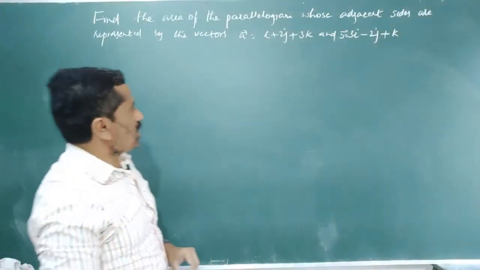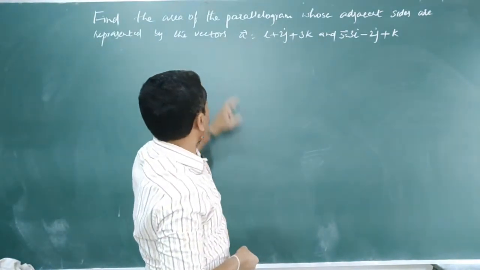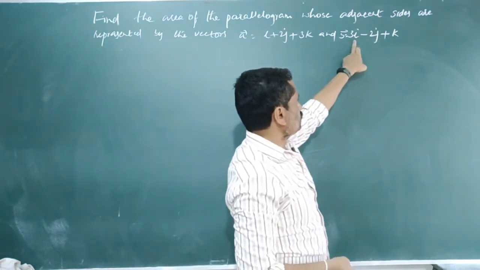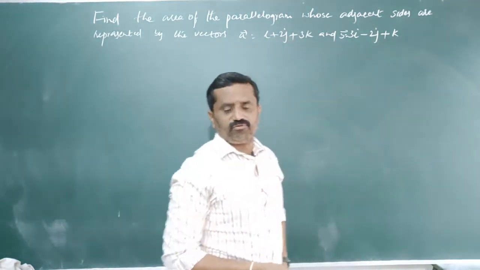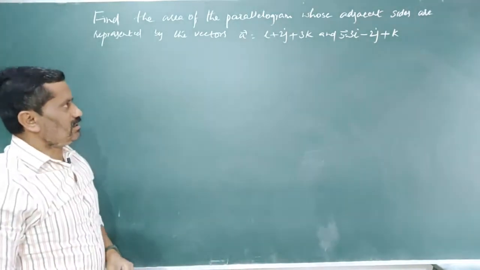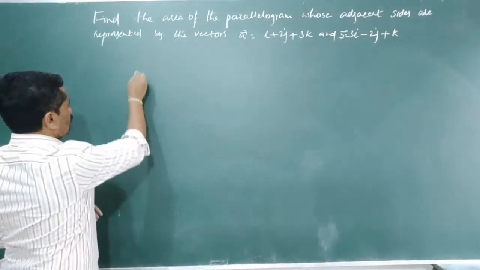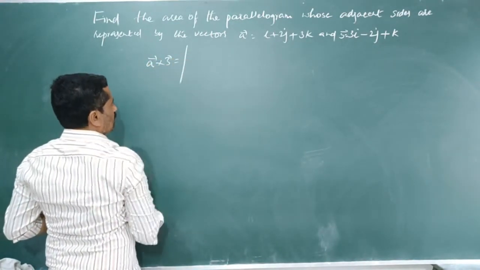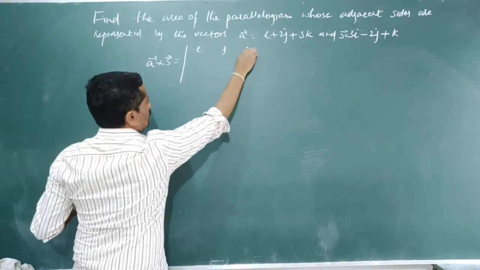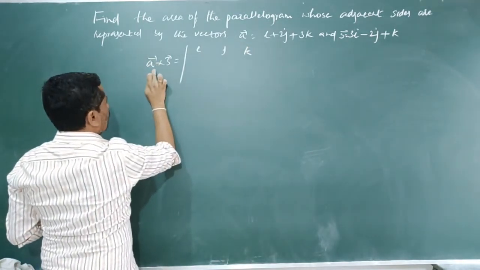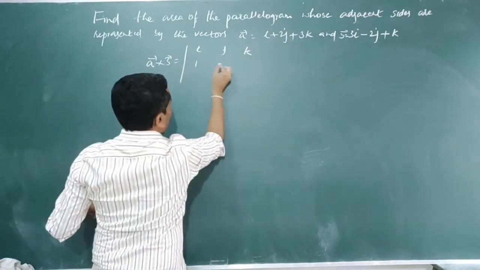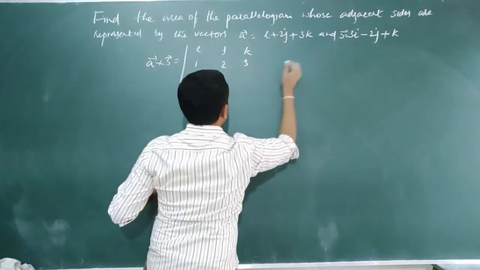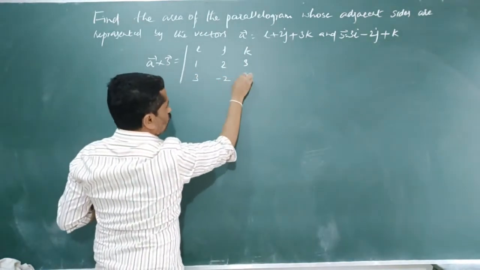Next, find the area of the parallelogram whose adjacent sides are represented by the vectors a bar is equal to i plus 2j plus 3k and b bar is equal to 3i minus 2j plus 4k. So we need to find the cross product of two vectors. Therefore a bar cross b bar is equal to the determinant of i j k. Write the scalar components of vector a, that is 1, 2, 3. Writing the scalar components of vector b, we have 3, minus 2, 1.